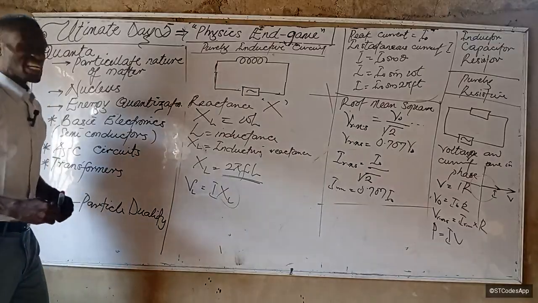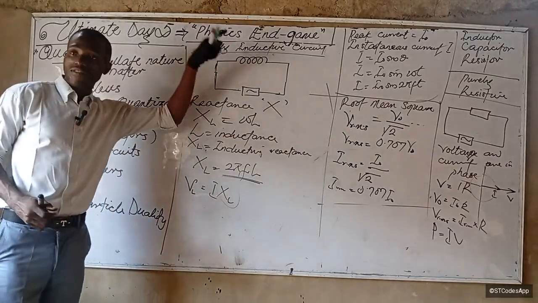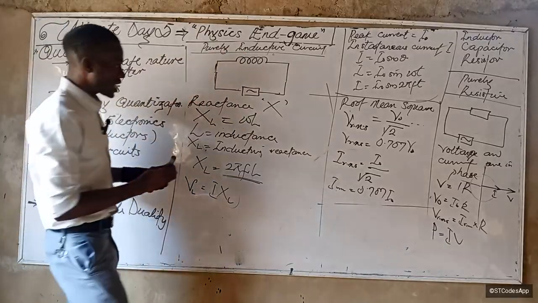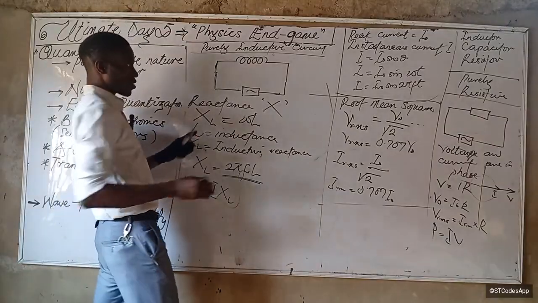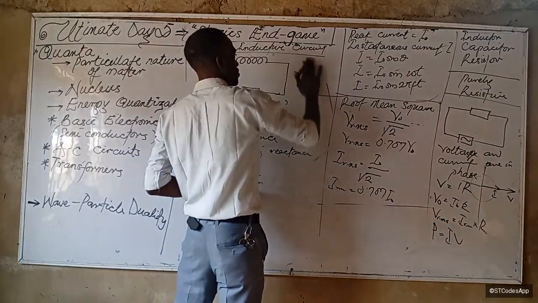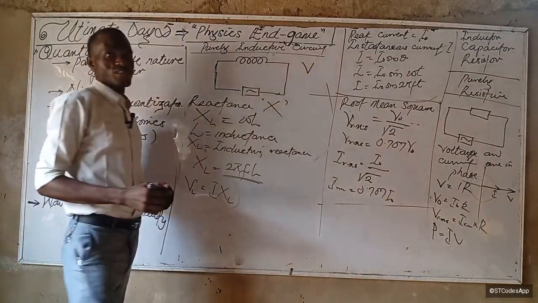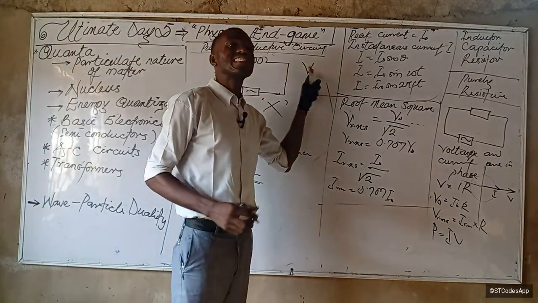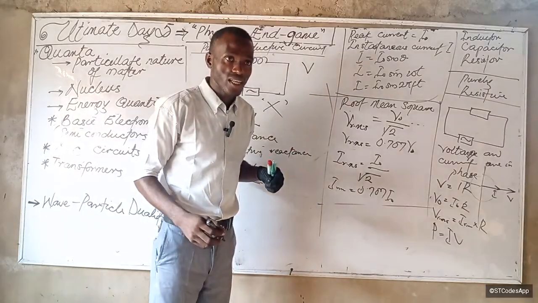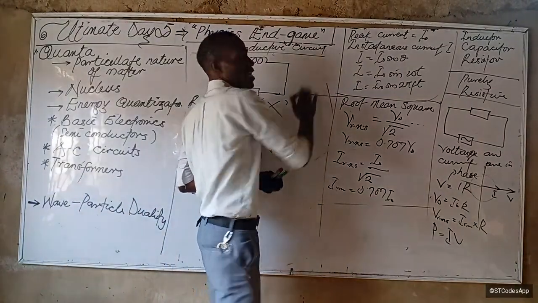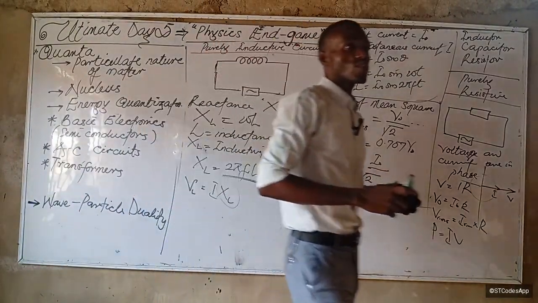Okay. Now, in a purely inductive circuit, I showed you that since we use this letter L to represent inductance, just turn it by some degrees. It's going to turn to V, right? So in this one, voltage is the leader. Is that okay? Who leads? Voltage.